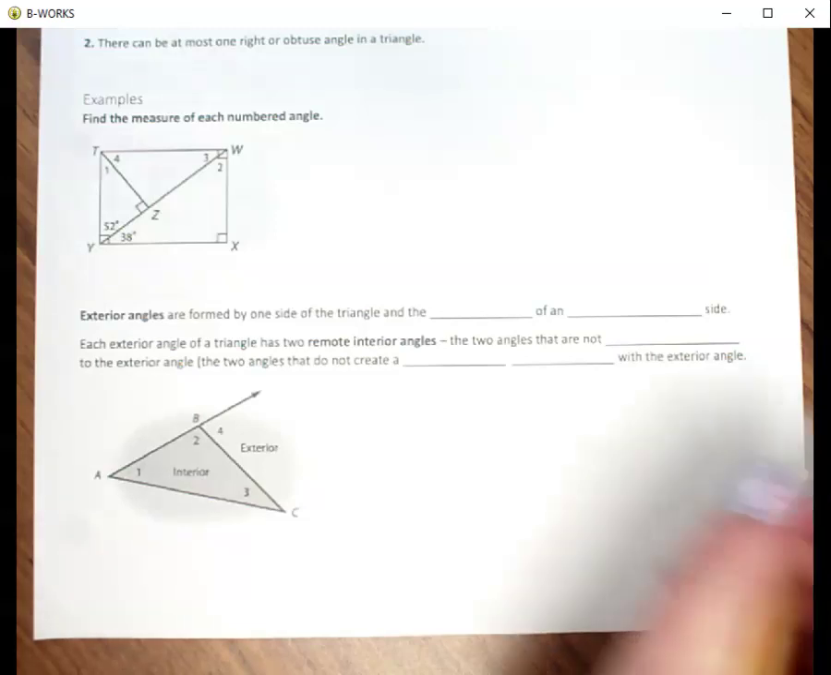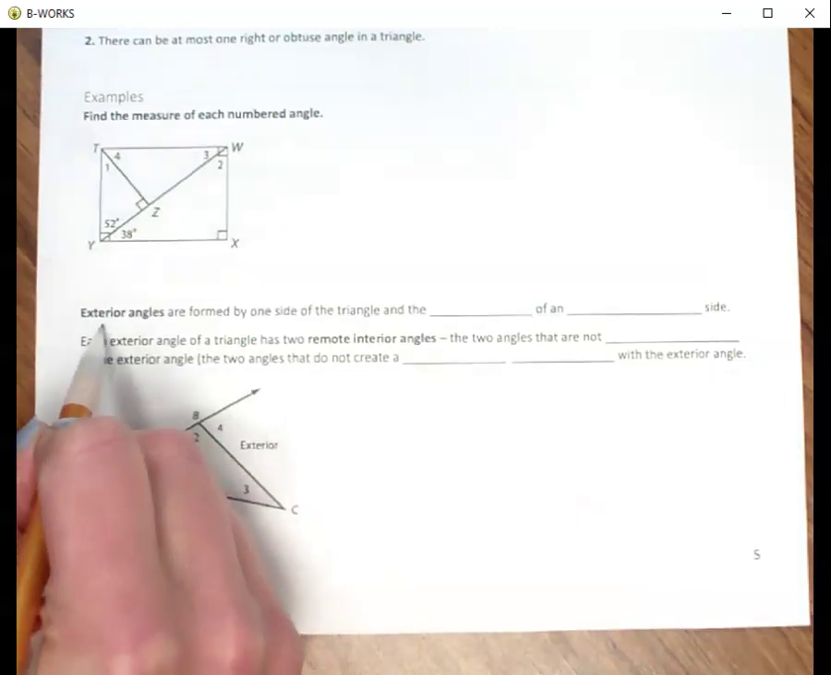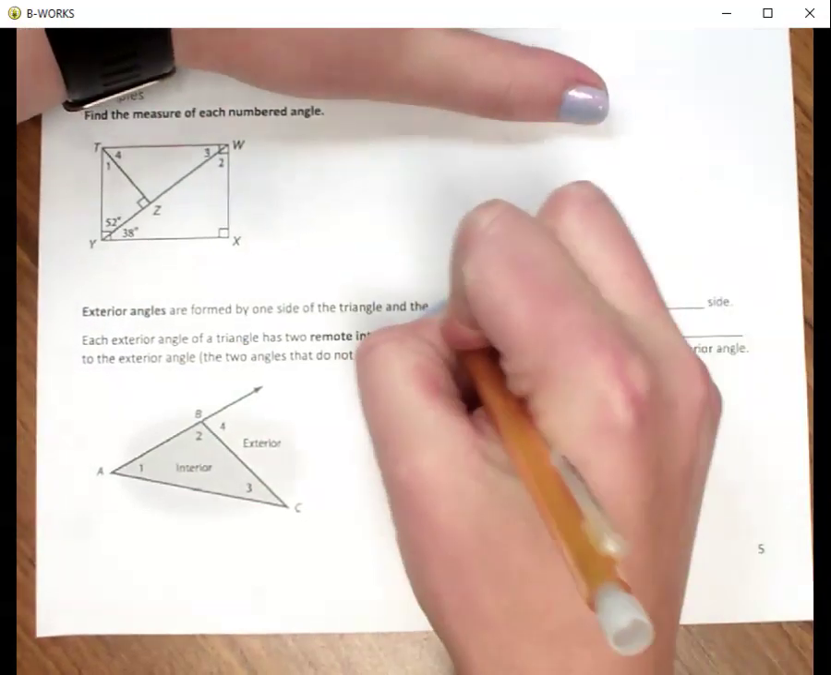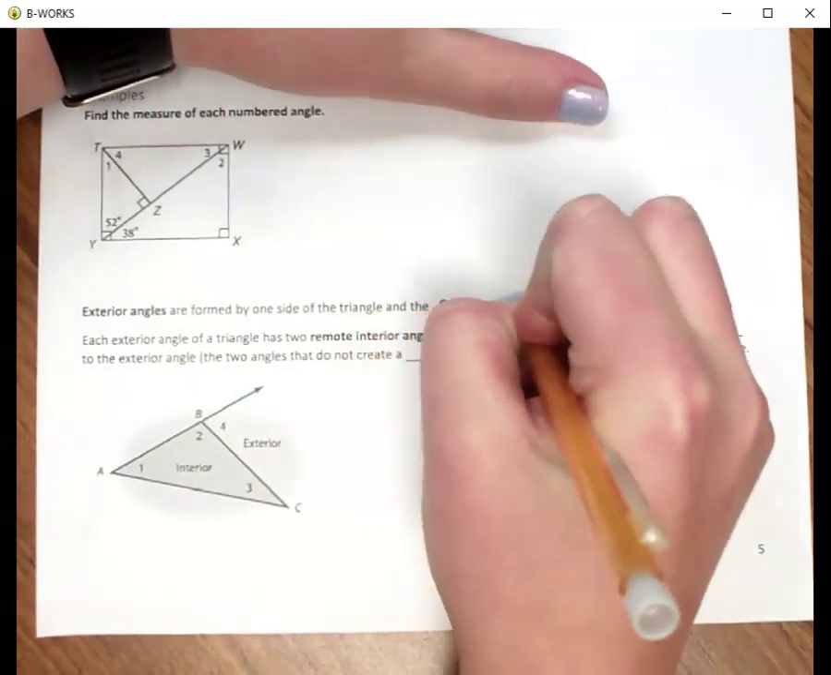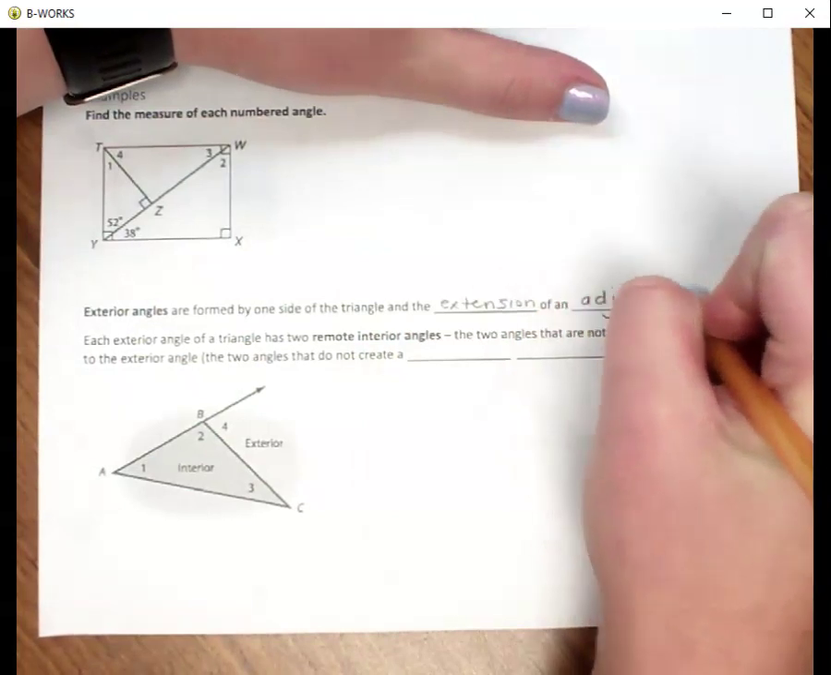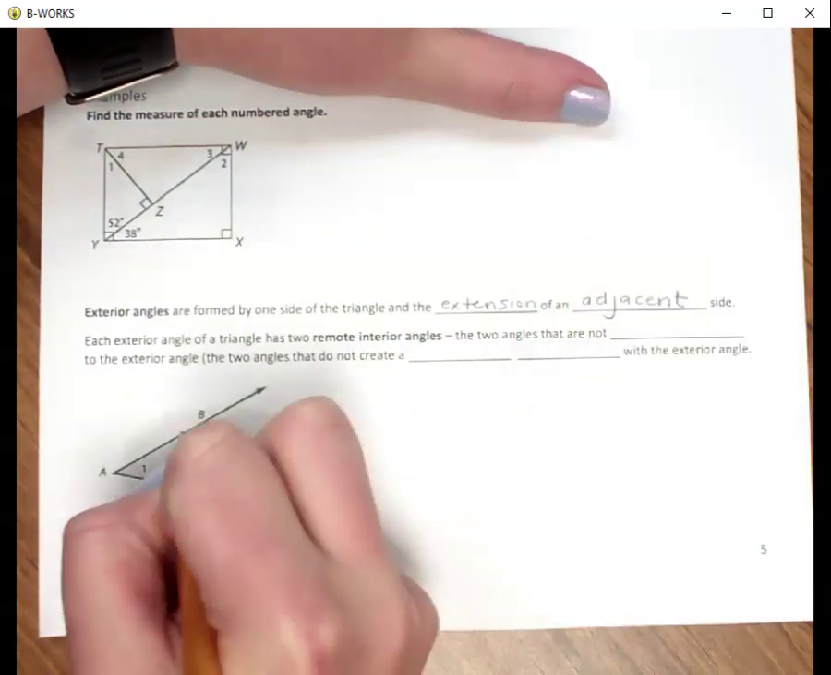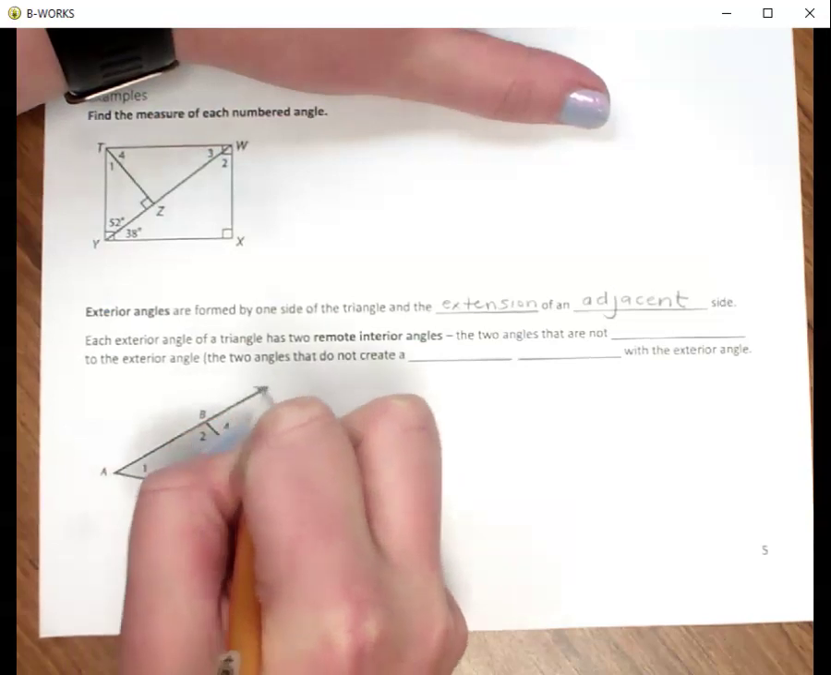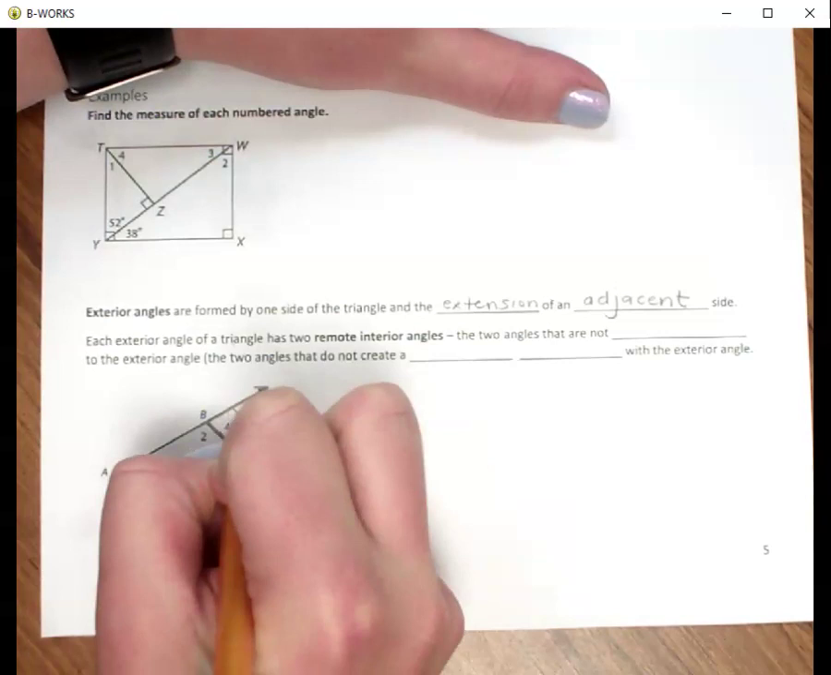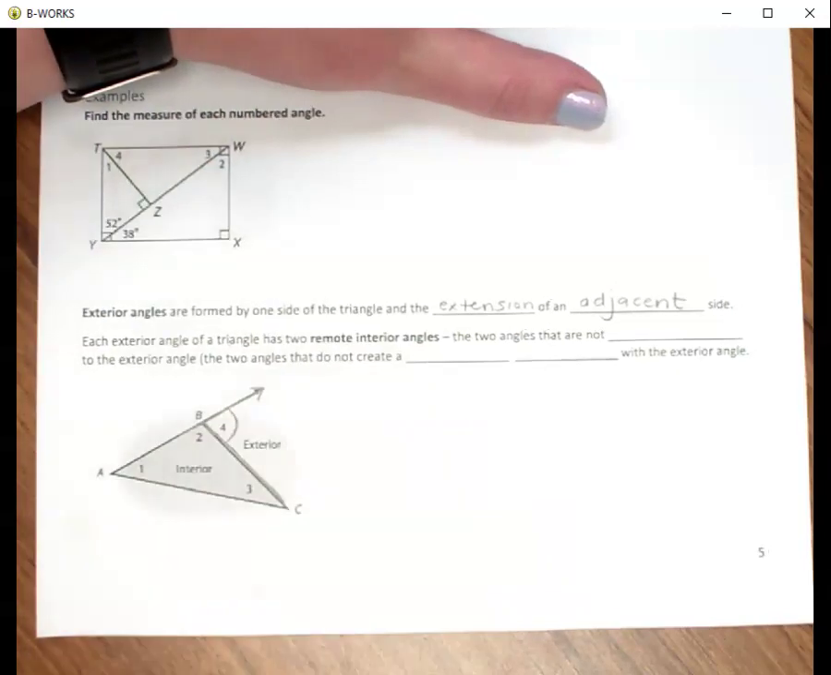For the remainder of section 2, we're going to talk about exterior angles. They are formed by one side of a triangle and the extension of an adjacent side. So here we extended side AB, and then BC is adjacent to it. So this angle 4 here, that is an exterior angle of this triangle.